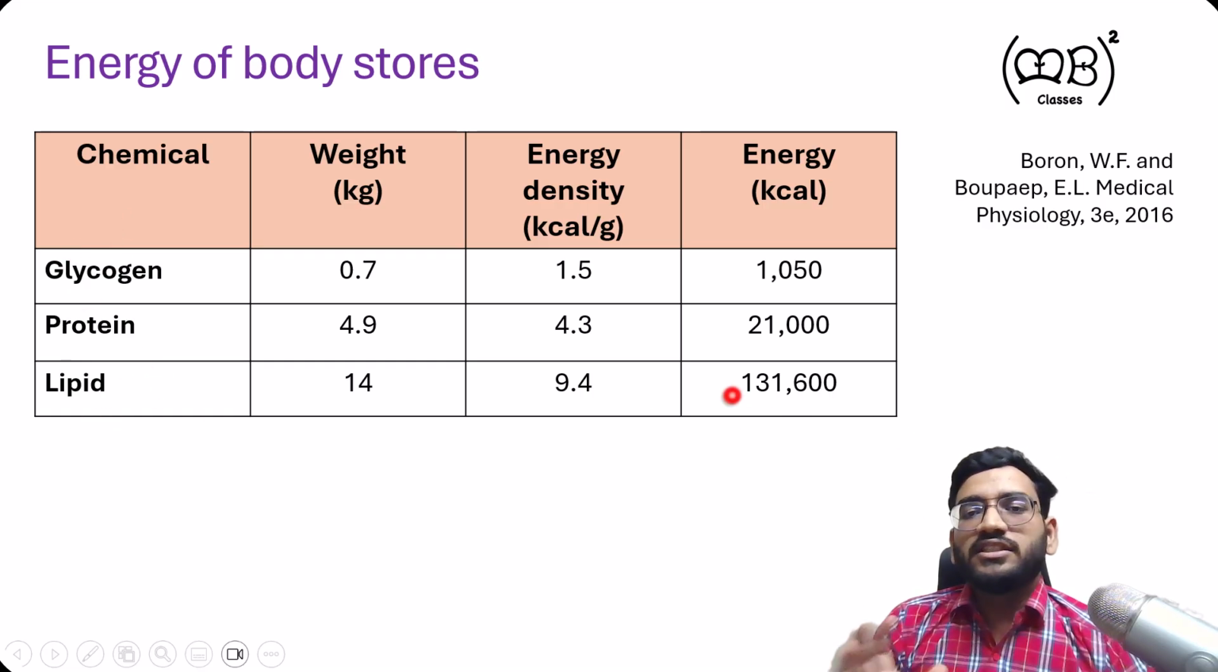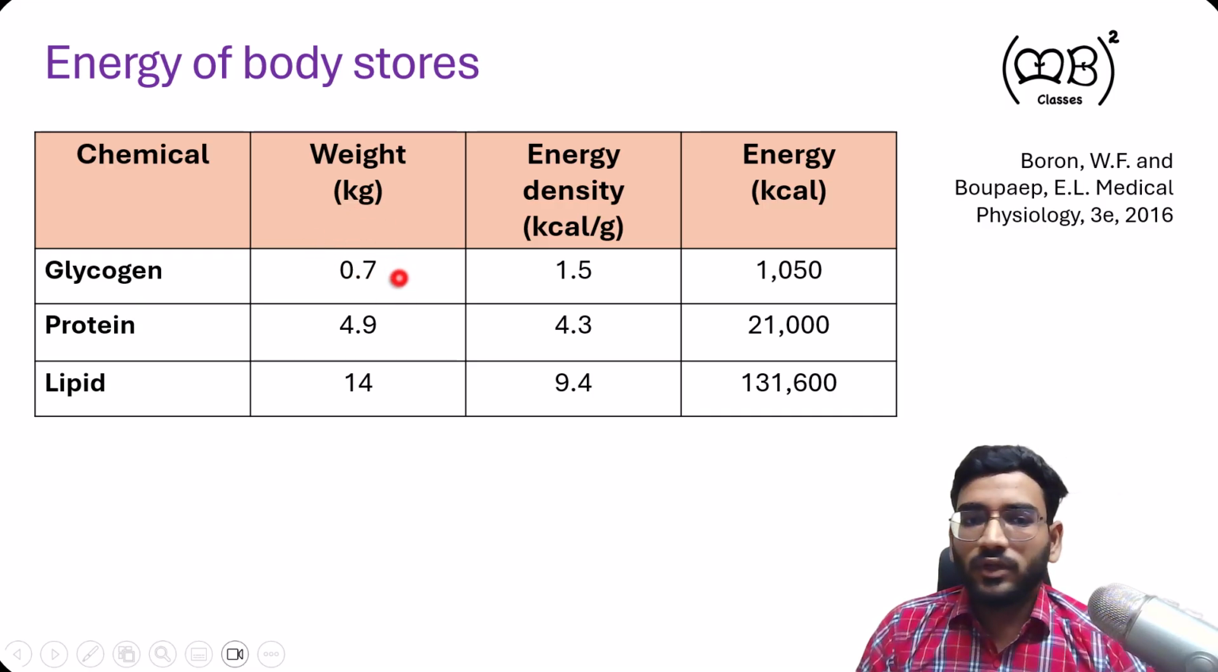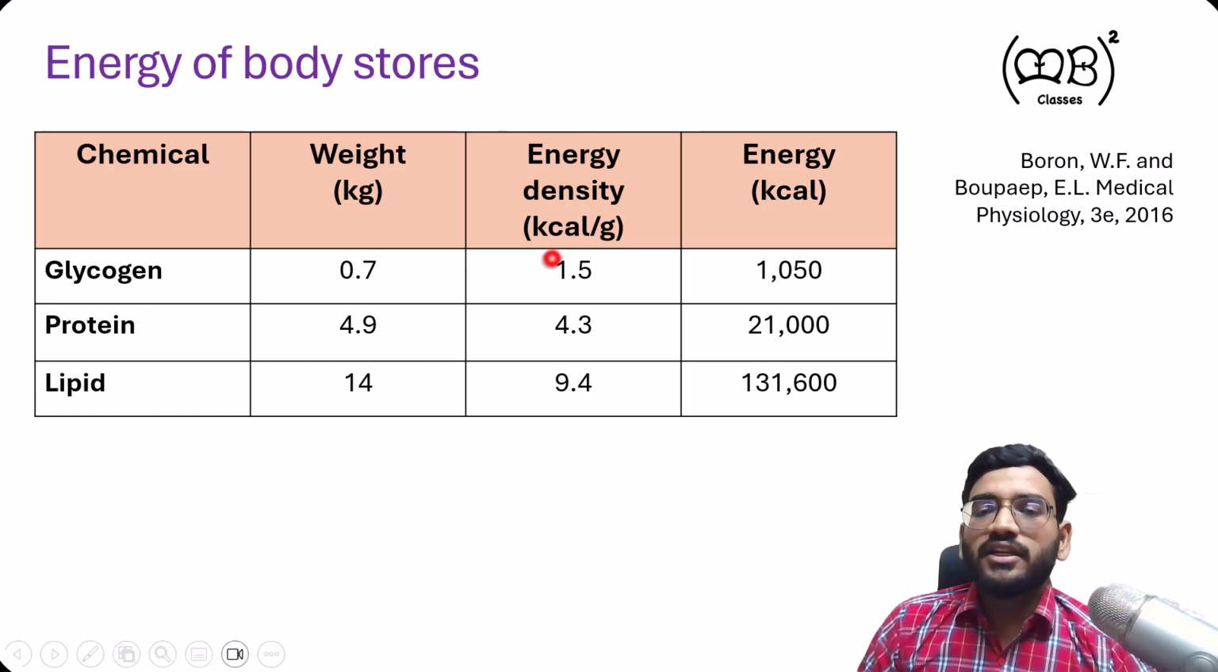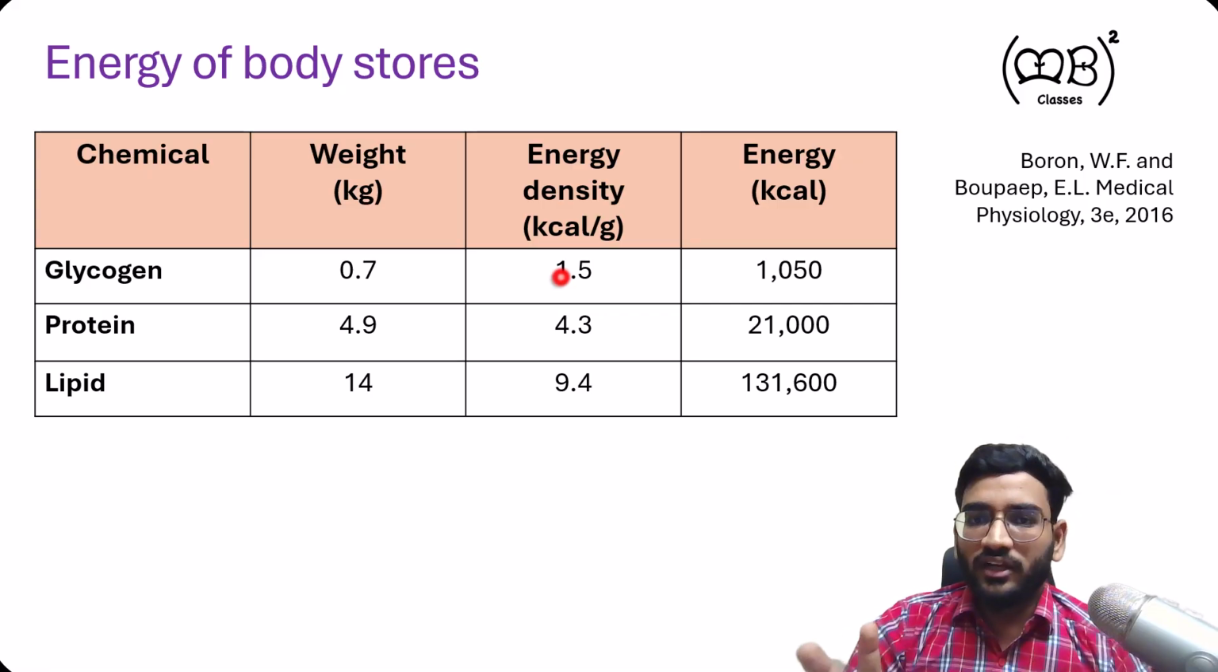In a 70 kg adult man, around 1% of the body weight can be stored as glycogen. So 700 grams can be stored as glycogen, and the energy density from glycogen is not 4, which is from carbohydrate, but is 1 to 2 kilocalories per gram.